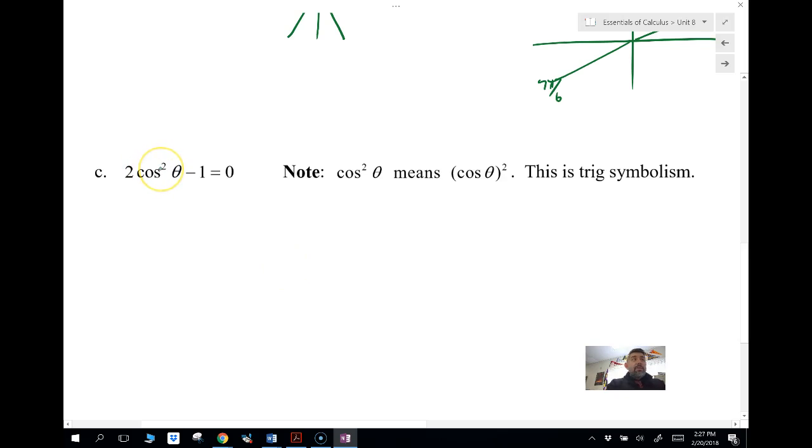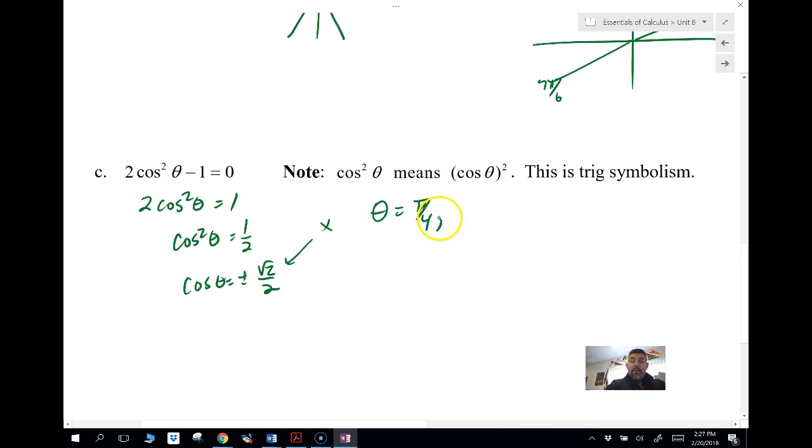Now, we've got cosine squared theta, so what we're going to do is solve for that first. So cosine squared theta equals 1/2, and we're going to have cosine theta equals plus or minus root 2 over 2. Now, where does that happen? Remember, cosine is the x value. Where is that root 2 over 2? If you look on a unit circle, that's at all the pi over 4 values. So theta is equal to pi over 4, 3 pi over 4, 5 pi over 4, and 7 pi over 4.